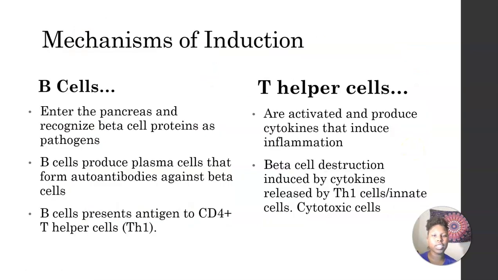So, mechanisms of induction. There is some molecular mimicry here, where the B cells go into the pancreas and recognize these proteins to be pathogens, and they're not. So the B cells begin to produce plasma cells that form antibodies against the beta cells. The B cells present these antigens to the T helper cells, and the T helper cells are activated and produce cytokines. And these cytokines induce inflammation.